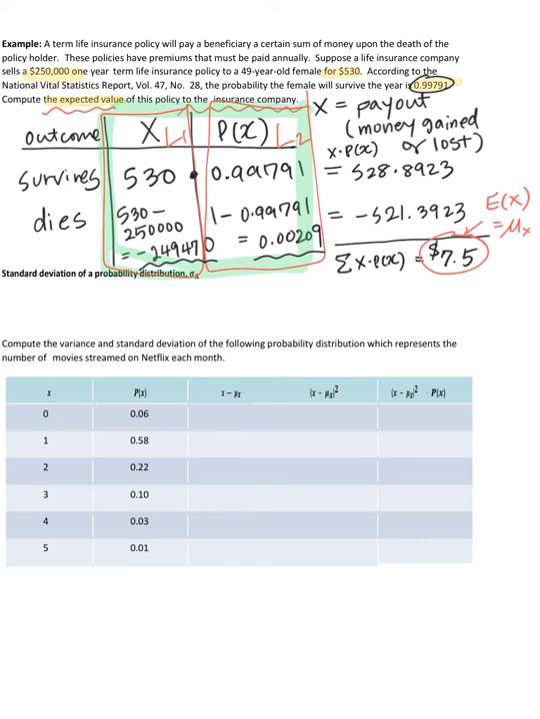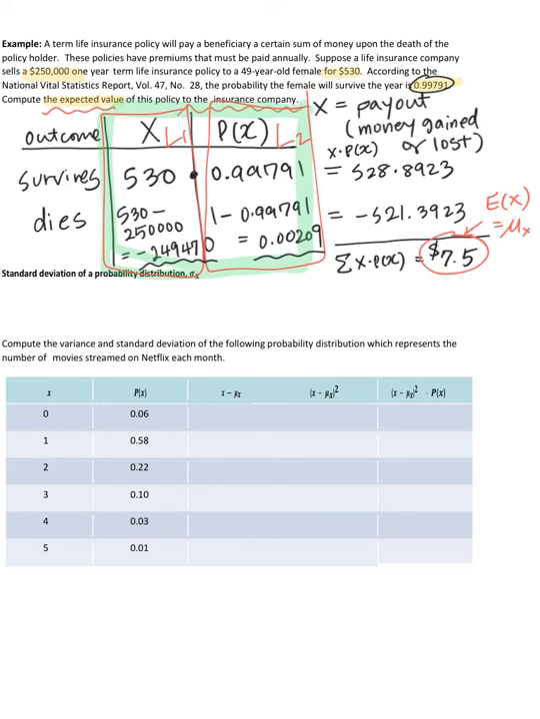So what does $7.5 really mean in this case? Well, again, if we repeat the probability experiment a lot of times, in this case it may be like 1,000 insurance policies. So there are 1,000 women buying these life insurance policies. A lot of them are going to live, right? And every once in a while, one of them will die.